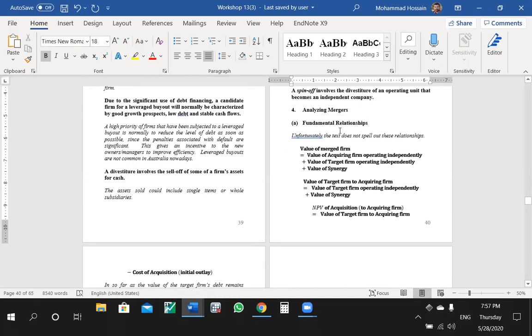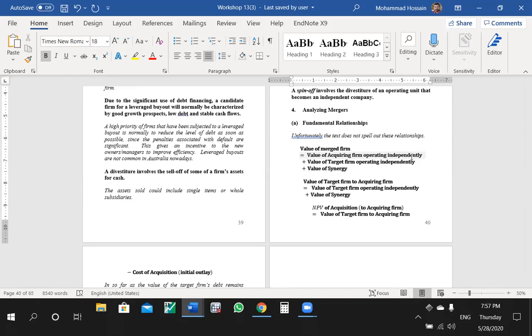And here, fundamental relation, analyzing the relationship of mergers. The relationship is this: value of the merged firm will be equal to value of the acquiring firm operating independently plus value of the target firm operating independently. So one firm is operating independently. What is the value of that firm? Another firm who has taken them over, before taking over, what is its value? The two values will become together. That is the value of the merged firm plus the value of synergy.